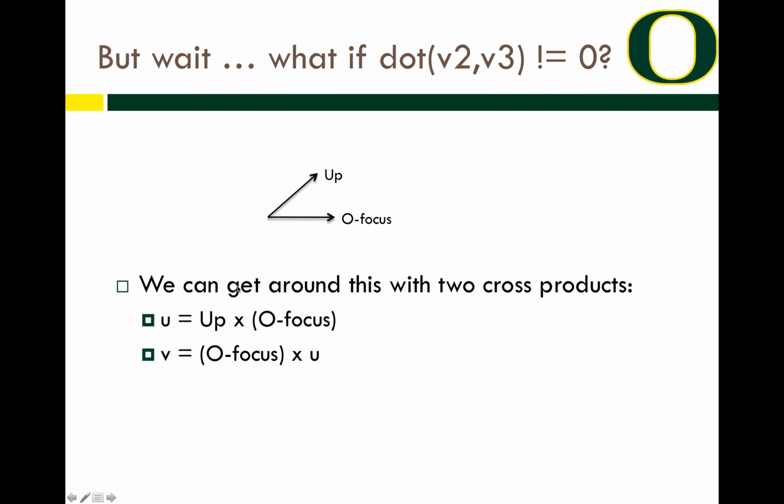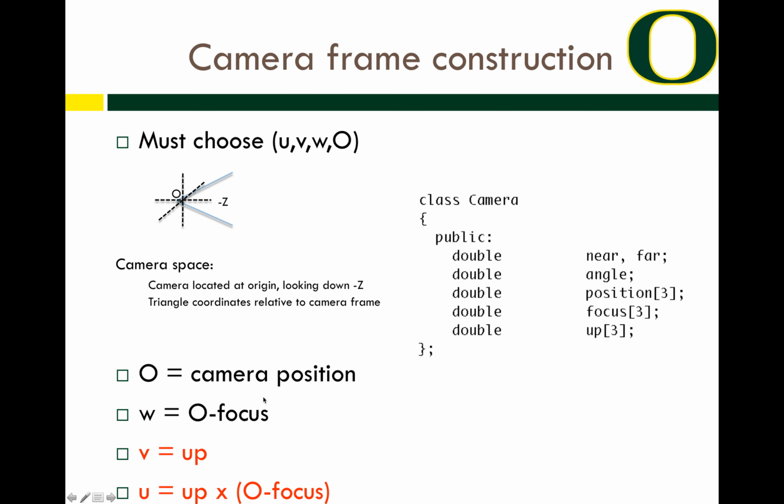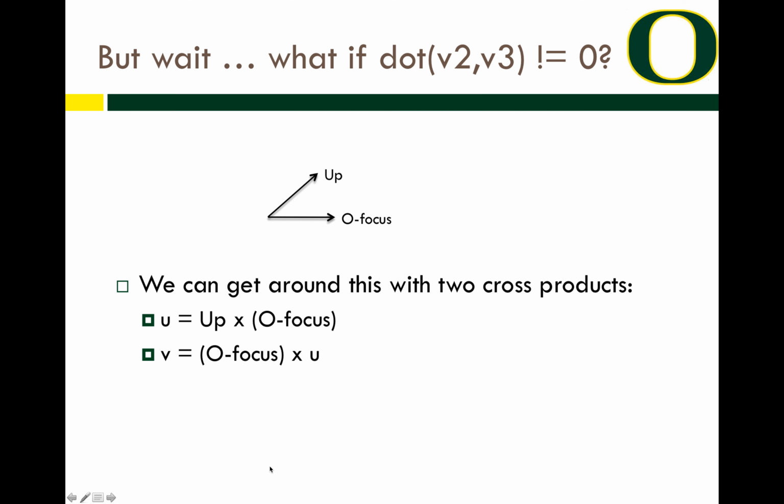So anyway, the point is we're going to do this trick where we start with the two that we know, up, and then u being up cross product with O minus focus, and we're going to keep u, which is perpendicular to them both, but when we set v, we're actually going to go and set it to be perpendicular to O minus focus, w, cross u.